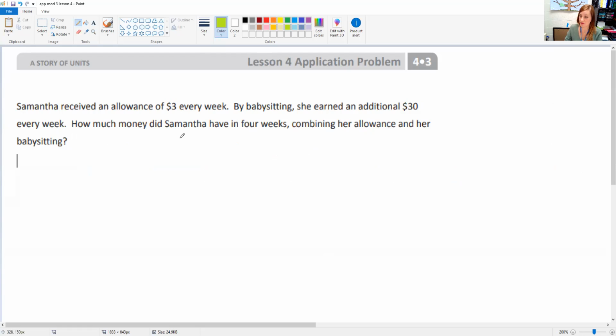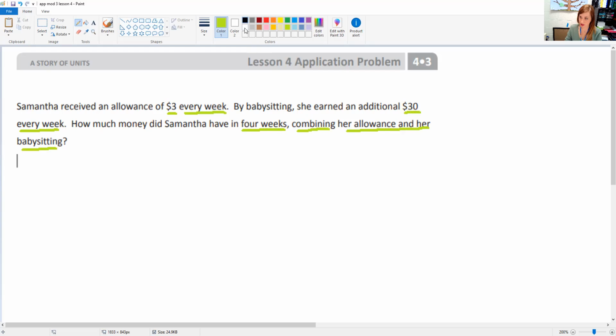So let's start by looking at this again. Samantha received an allowance. We know she got $3 every single week. By babysitting, she earned an additional $30 every week. Okay, and we're trying to figure out how much money she had in 4 weeks total. So this is the question. How much money did she have in 4 weeks? We have to combine her allowance and her babysitting.